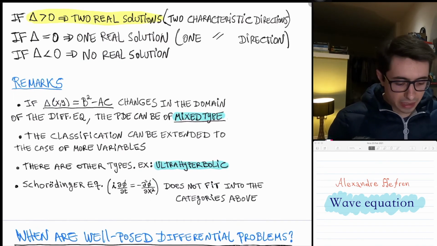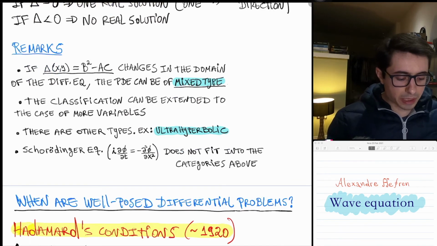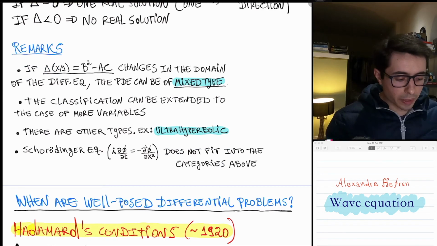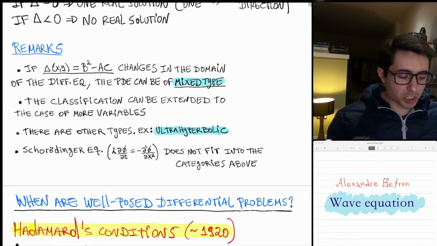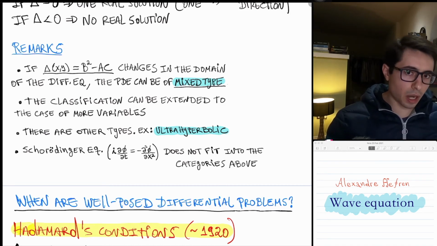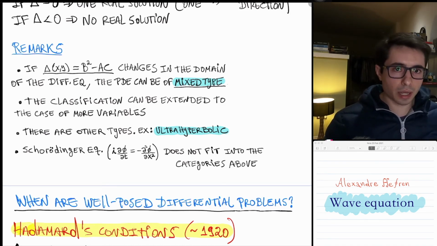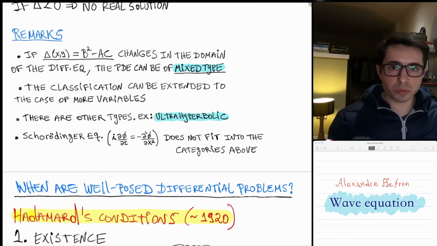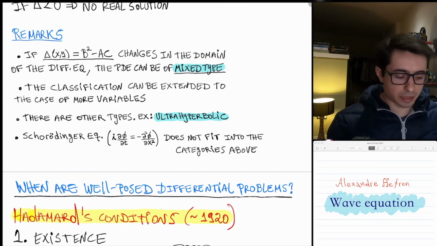Some quick remarks here. This b squared minus ac, this discriminant, can also depend on the point, so it can change in our domain. If it's changing in our domain, we could have some PDE, partial differential equation, that is of mixed type. In that case, in some regions it would be, let's say, hyperbolic, and in another region it would be elliptic, so it would be of mixed type. This can happen. Also, this classification can be extended to the case of more variables. Here we have just 2 variables we started with, but we can generalize this for more variables as well.